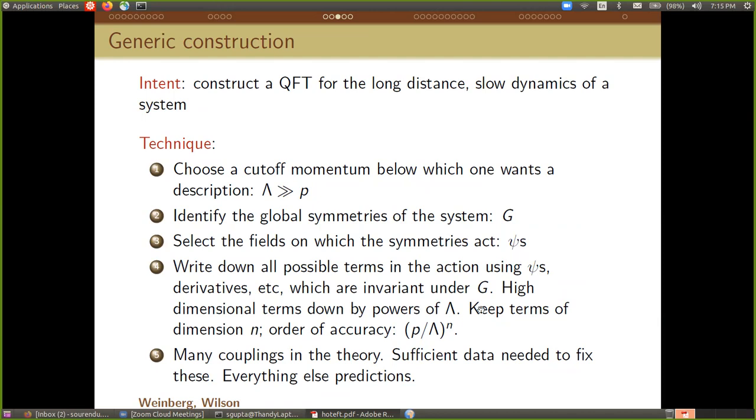High dimensional terms are down by powers of lambda. So if you want to keep a certain accuracy, keep terms up to some dimension n, then you get the accuracy p by lambda to the power n. And as I said before, you could have many couplings in the theory and sufficient data is needed to fix them. Everything else is a prediction. This is a process which comes down to us from something like 40 years, 70 years ago. It's Weinberg, Wilson, and so on.